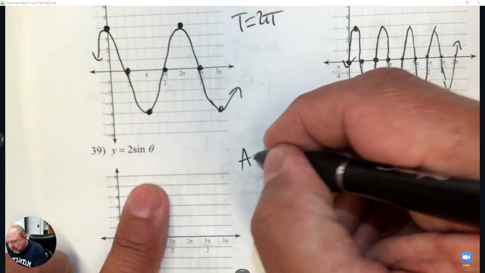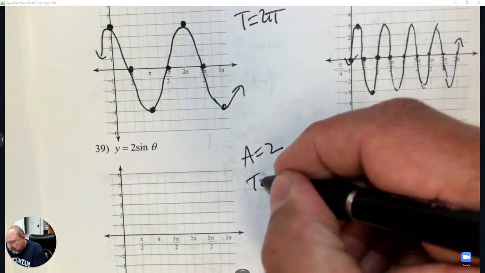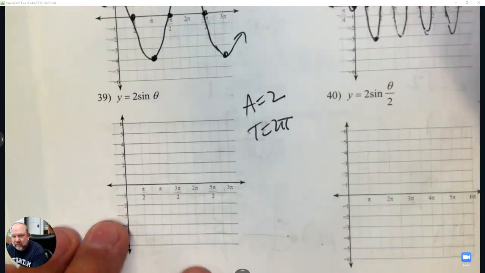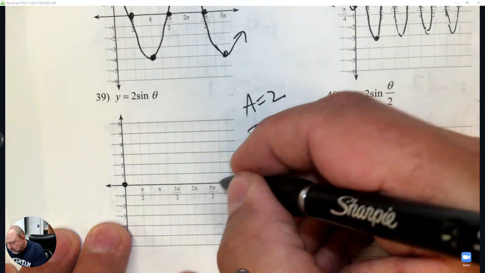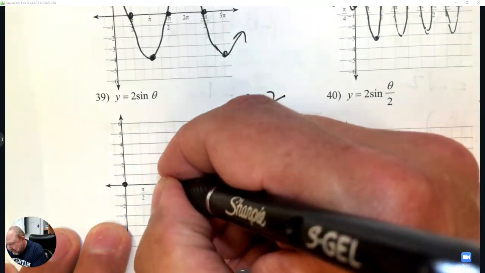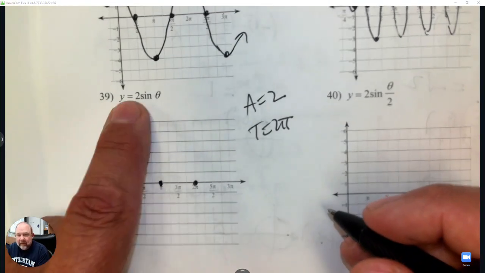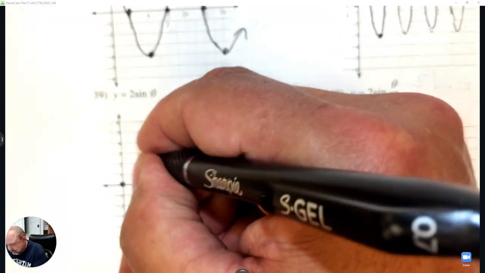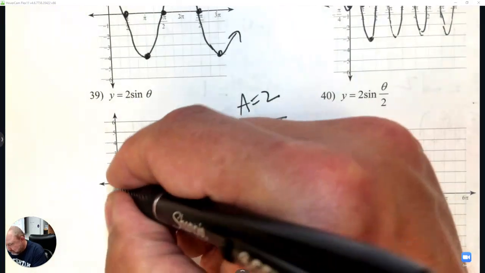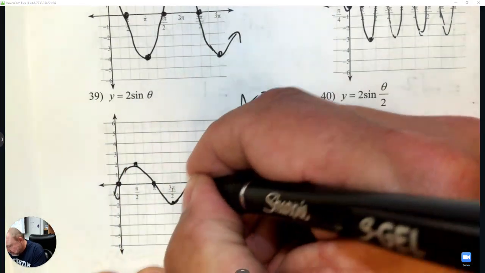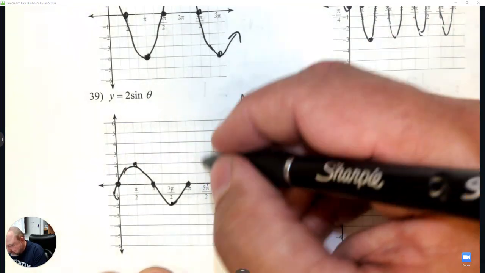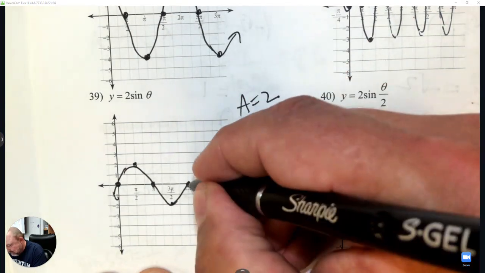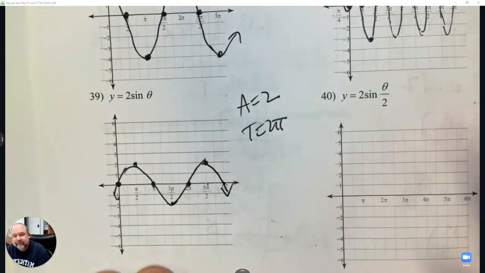Here, the amplitude is 2, and the period again is 2 pi because it hasn't changed. Starts in the middle at 2 pi, and then again in the middle, and then it goes up to 2, and it goes down to -2. And then I can follow that pattern to the end of the graph. Perfect.